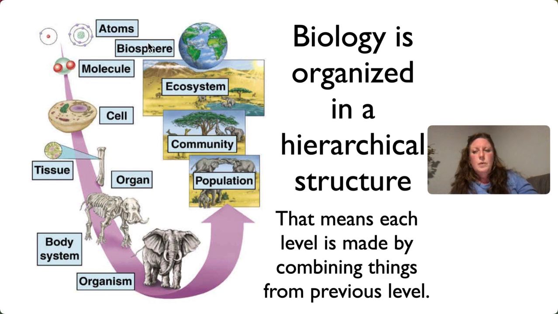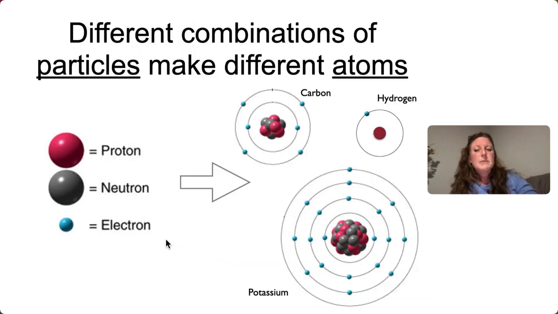So let's start with the very basic: atoms. Atoms are made of atomic particles. Atomic particles are protons, neutrons, and electrons. And when we combine them in different ways, we form unique atoms. So this is a carbon atom. If we put together just a proton and electron, we have a hydrogen atom. And if we add a whole bunch of all of these, then maybe we make potassium.